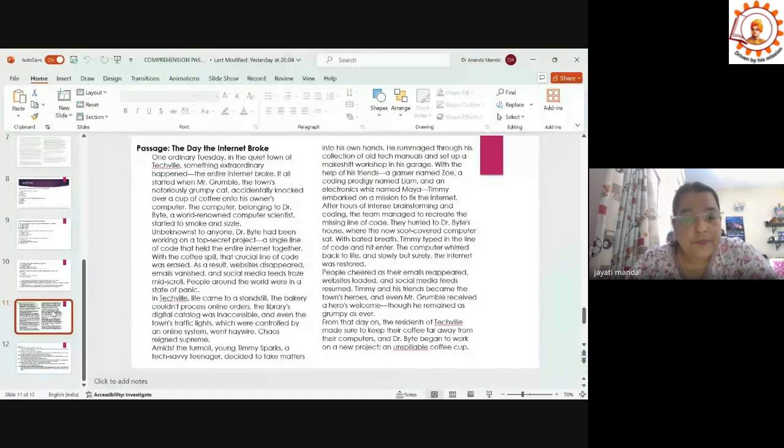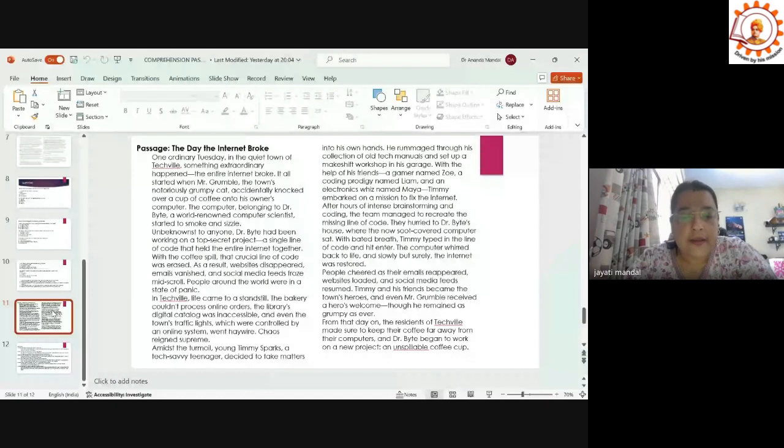Chaos reigned supreme. So you can understand what has happened. The coffee spill on Dr. Byte's computer resulted in the disappearing of websites, emails vanished, and social media froze. So there it was all in turmoil. So what couldn't be done? The bakery couldn't process online orders. The library's digital catalog was inaccessible, and even the town's traffic lights, that were also controlled by an online system, also went haywire.